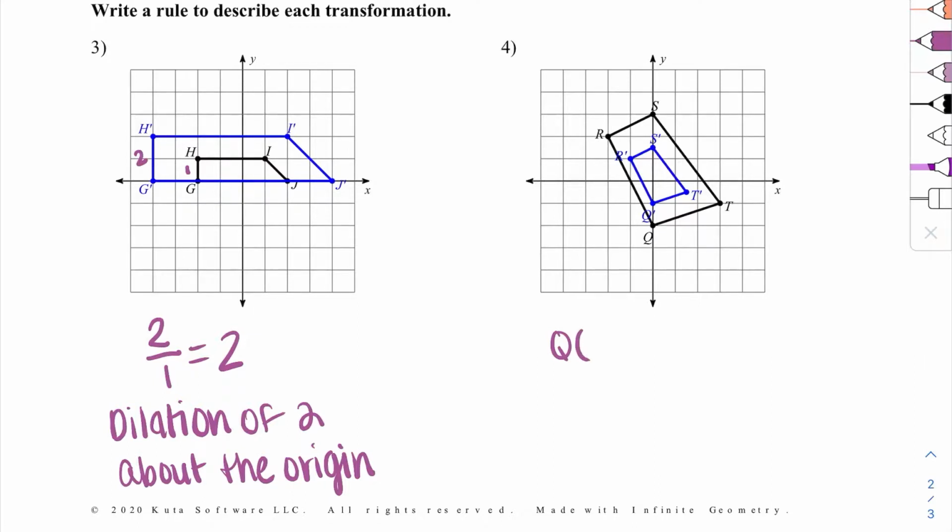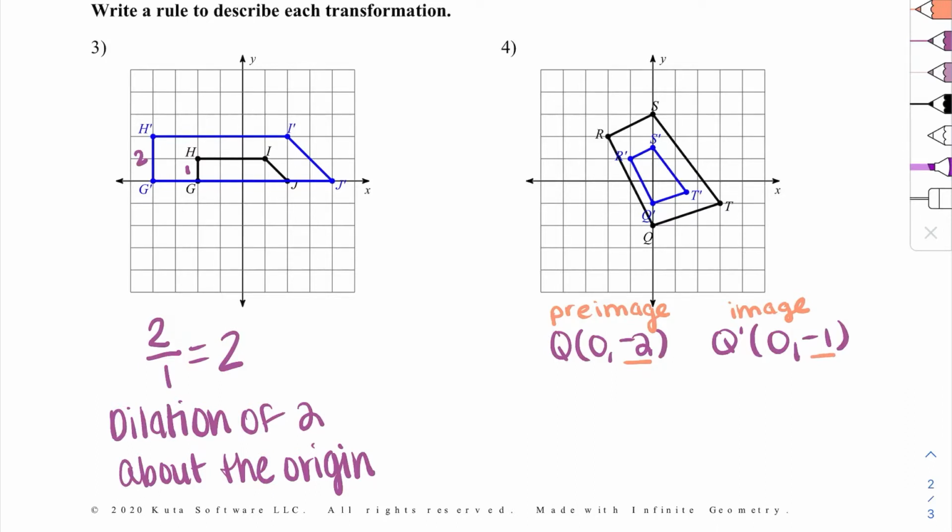So the point Q, I'm going to define that, is the point 0, negative 2. Point Q prime is the point 0, negative 1. Now remember, when we do not have a prime, that is a point from the pre-image or the original figure. When we do have a prime, that is a point from the new figure or the image. So what we're actually going to do here is, instead of dividing side lengths like we did on the previous problem when we had the vertical and the horizontal side lengths, we're going to take values from our points and divide those.